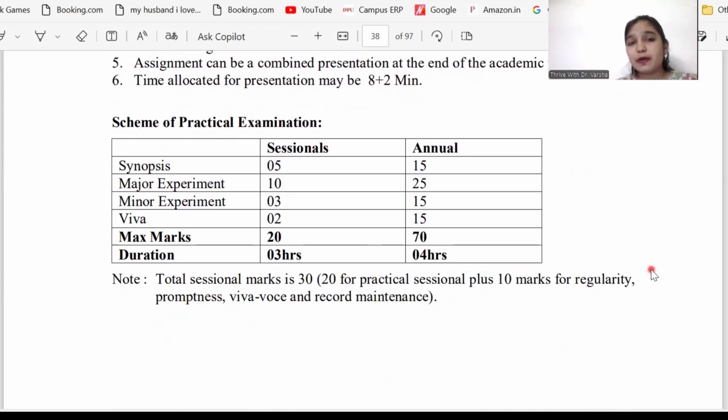For now, the examination practical scheme is: synopsis in sessional will be for 5 marks, and in annual it will be for 15 marks. Major experiment 10 marks, and in annual 25 marks. Minor experiment in sessional 3 marks, annual 15 marks. Viva in sessional 2 marks, and in annual 15 marks. Then in sessional it will cover 20 marks, 10 marks will be for your journal, and in annual it will be for 70 marks. You will get 3 hours in sessional and 4 hours in annual exam to perform the practical.